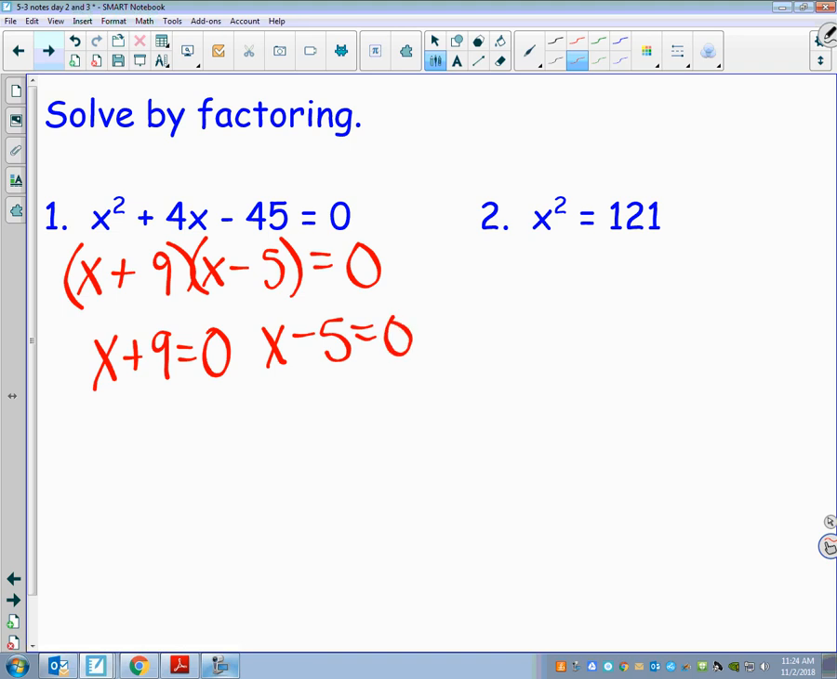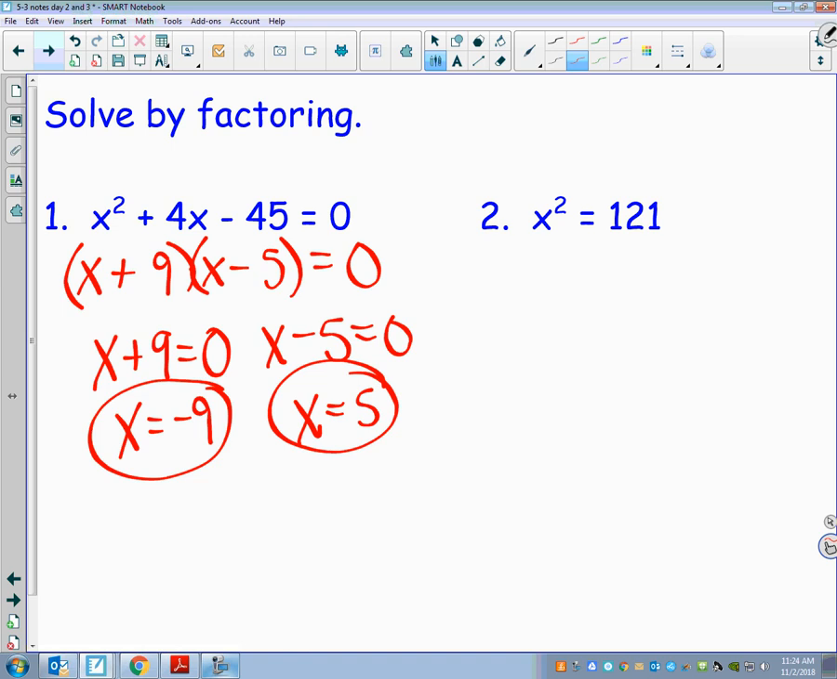The zero product property says because this is multiplication, I can break it apart. And then all I do is subtract that over. So x equals -9 and x equals 5. And I don't know about you, but I would much rather do it this way than to graph it. Sometimes you have other options here. So I'm going to show you 2 ways to do number 2, okay?